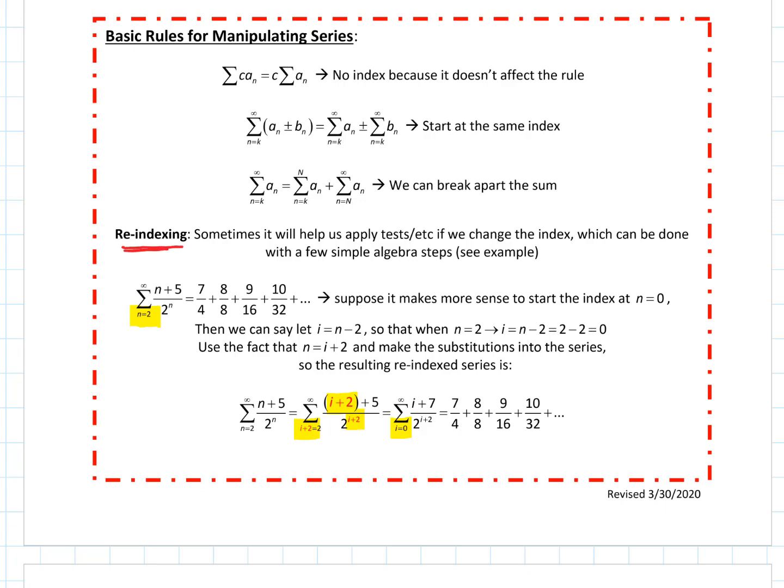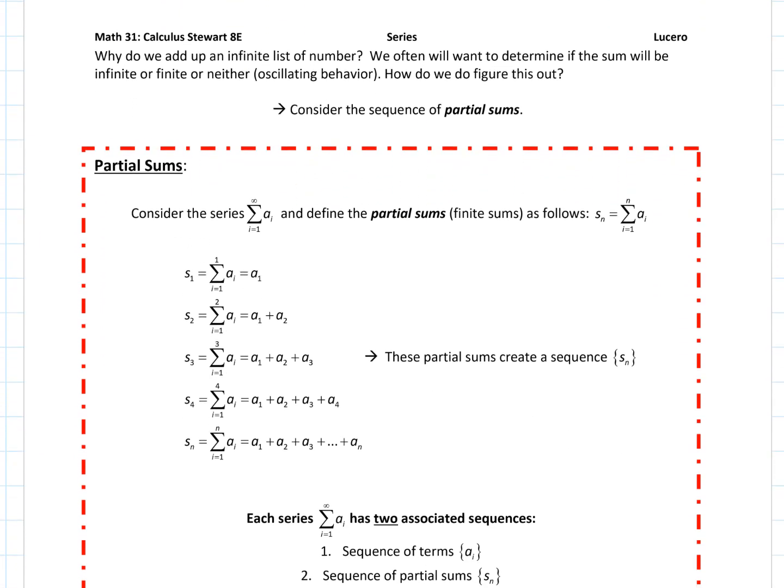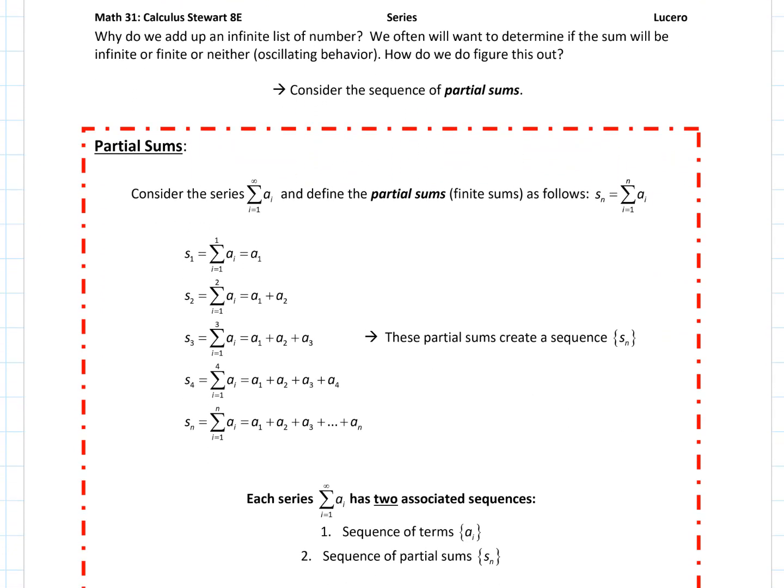Sometimes we do this as we're working with a series if we don't like where the index starts for whatever reason. Okay, well, why would we do this? Why do we want to add up an infinite list of numbers? Well, I mentioned earlier that the reason is because we're building up to a place where we're going to be able to use this theory in order to get back into some integration and look at integrals that we have been otherwise unable to integrate except with numeric estimation techniques.